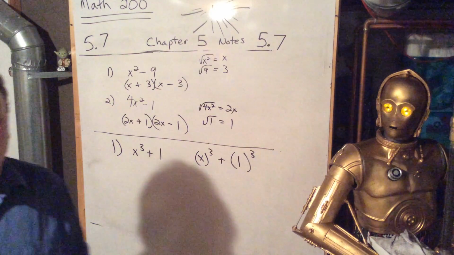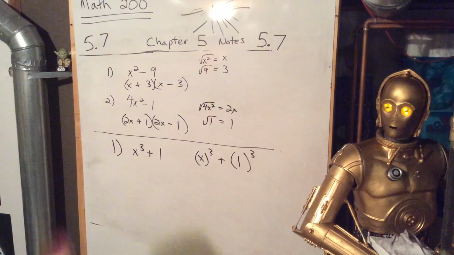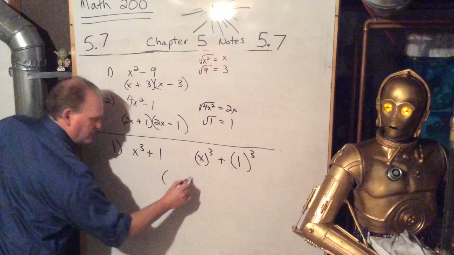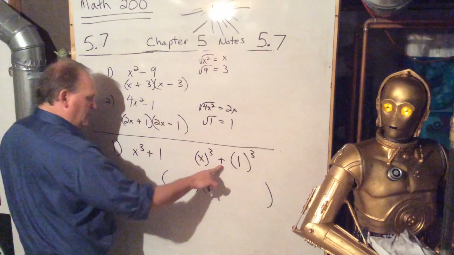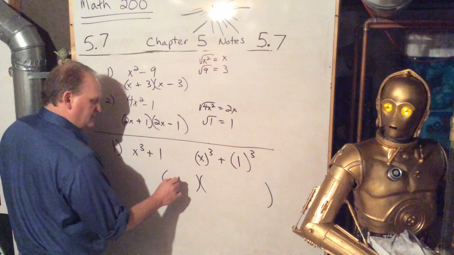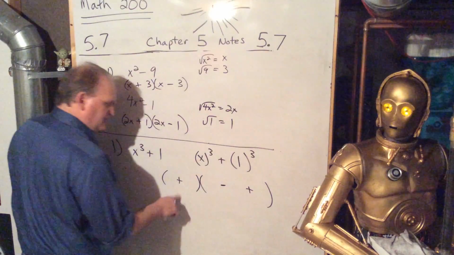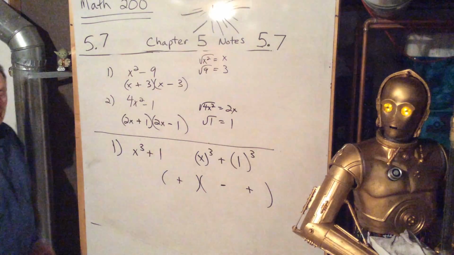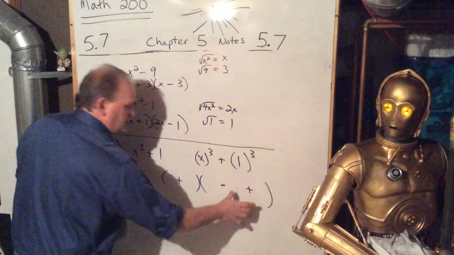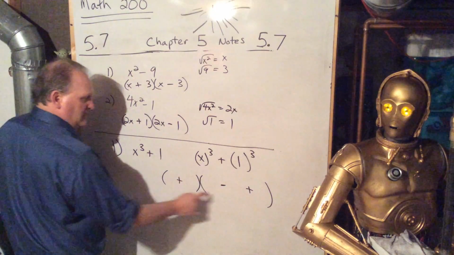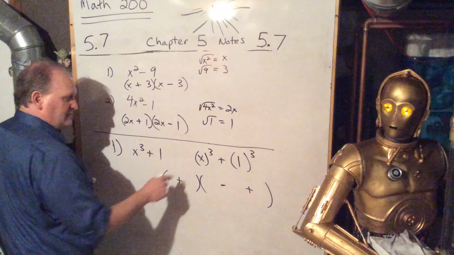And then this is just a memorized process. So it's always a binomial times a trinomial. And when it's a plus, it's a plus sandwich with minus innards. Like the pluses are the bread and the minuses are the innards. All right? So remember this sequence: a binomial times a trinomial, and if there's a plus there, it's plus minus plus. Now we just fill in the blanks.